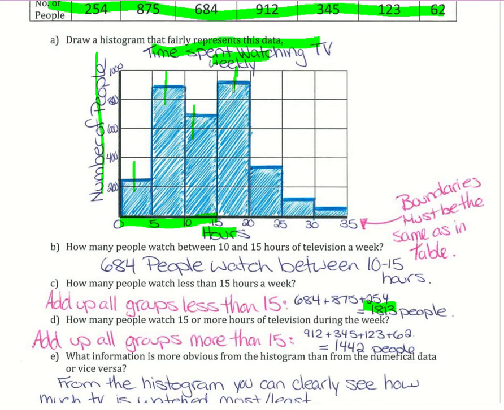How many people watch more than 15 hours? So you'd start at 15 hours and you'd add, I'll use a different color here, you'd add up all these groups here. So when you add up those, you get 1,442 people.